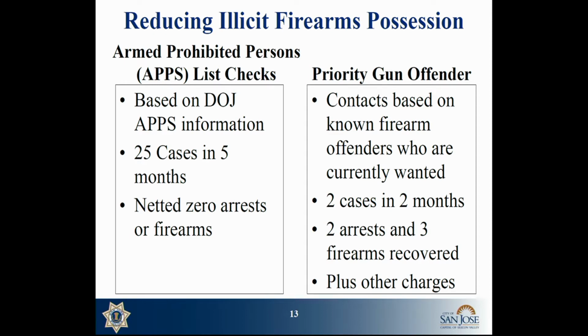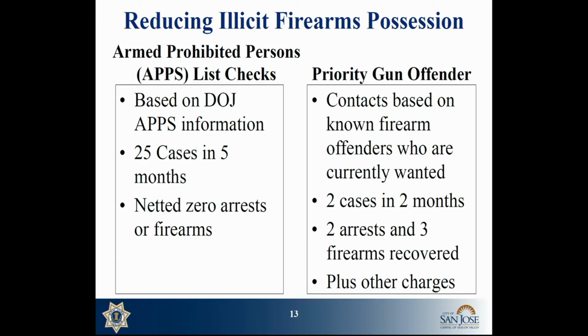Over the course of 5 months, the merge officers did 25 follow-ups trying to do that. We didn't actually end up making any arrests or seizing any firearms. They found that in the majority of those cases, those firearms had been seized or surrendered prior to us ever making the check. And so it wasn't very focused on the front end. So they've changed over to what they're calling the Priority Gun Offender Program. This is fairly new, but we're pretty excited about the outcome right now. What they're doing is choosing who to contact based on known firearms offenders in the county who are also currently wanted for offenses.